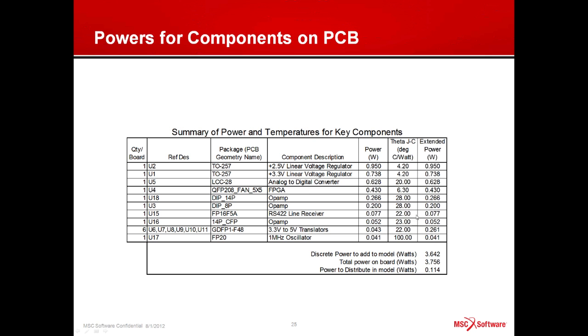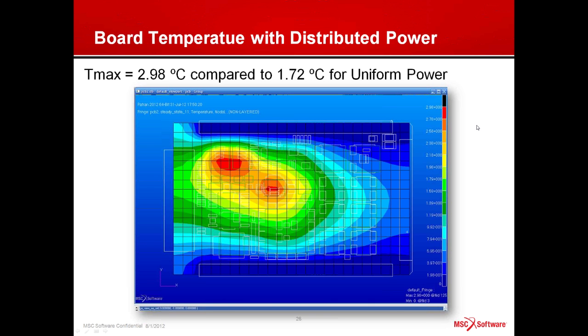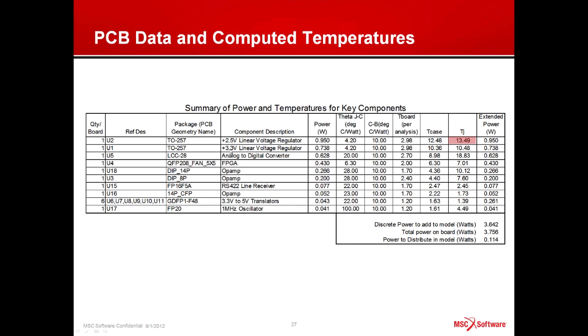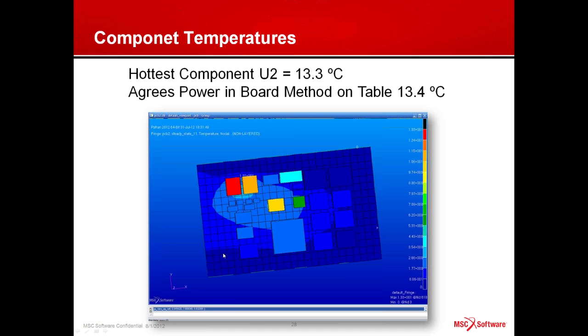And now we'll go through and put the power into the individual components. And then if you look at the board now, under the components, you'll see it has some hot spots where the higher powered components are. If we just put those temperatures into our table here, we could compute what the case and junction temperatures are, and we see we should be getting around 12 to 13 degrees for that hot device. And when I look at my Patran model and actually put the power into that device, I'm getting 13.3 degrees. So it agreed with the board method where you just put power into the board.